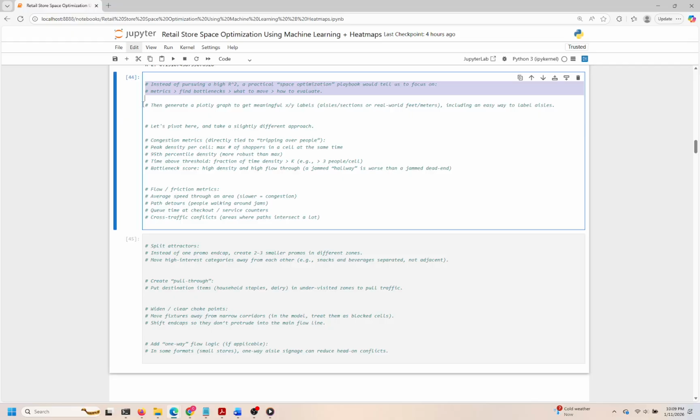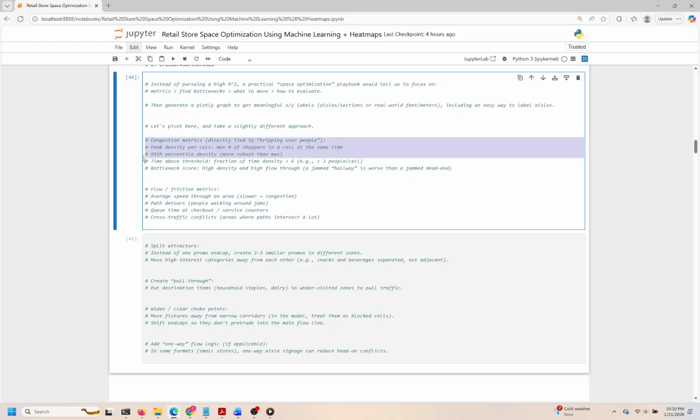Specifically, we'll look at the maximum number of shoppers in a designated area, which allows us to determine peak density. Rather than just relying on this maximum, we'll also consider the 95th percentile density, providing a more robust measure that accounts for typical peak conditions rather than extreme outliers. This inclusion allows for a deeper understanding of how space is utilized.